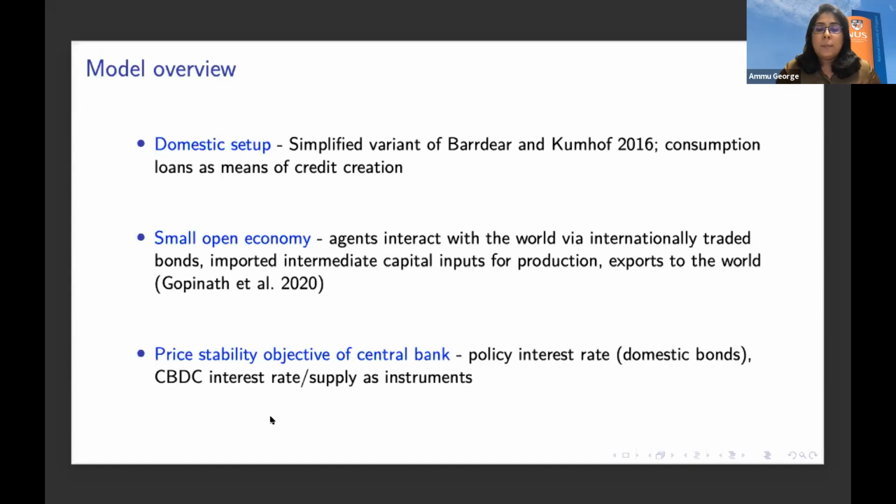The interactions of the domestic economy with the world arise through three channels. First, some section of the agents trade international bonds with the world. Second, the firms use imported intermediate inputs in their production process. And finally, the firms export finished goods abroad. Also, the central bank in our model has a mandate to maintain price stability. So they use two instruments to achieve price stability. First, the conventional instrument of the policy interest rate, or in other words, the interest rate on bonds. If the CBDC interest rate is adjustable, then the central bank can use an additional secondary monetary policy instrument. This could either be the CBDC interest rate or CBDC supply.